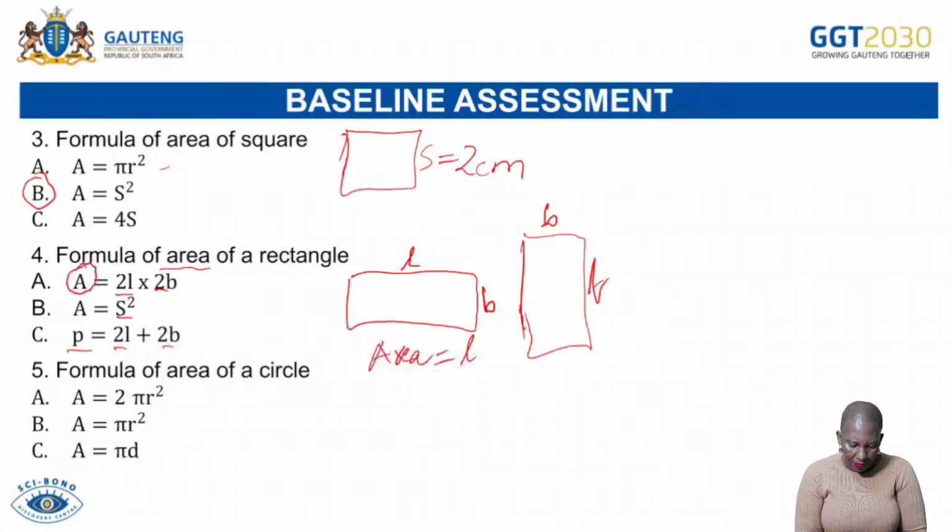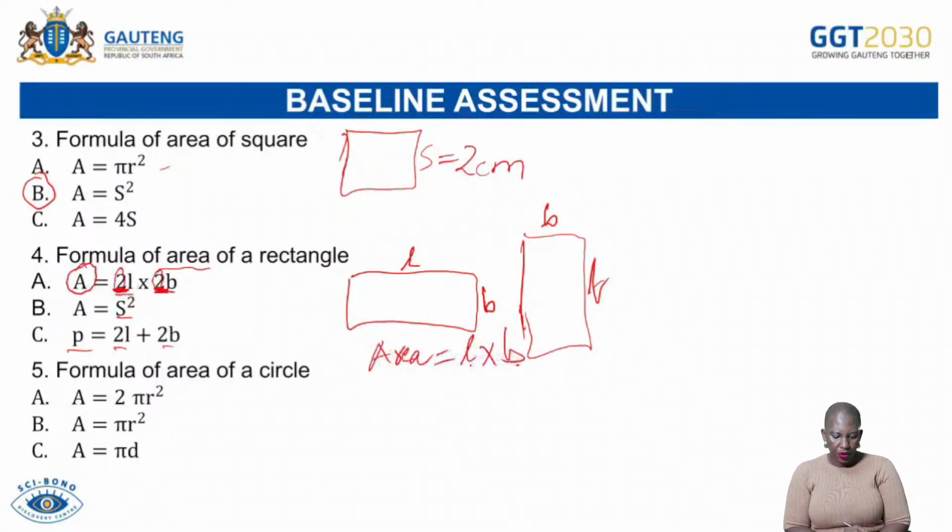Length times breadth. But there's a typing error here. Have a look at it. Now, where's the typing error? Here it says 2L and then 2B. But when we calculate the area of a rectangle, we don't add the 2's. Don't make a mistake in that. Area is equal to length times breadth. There are no 2L and 2B. It is only length times breadth. Don't forget the area.